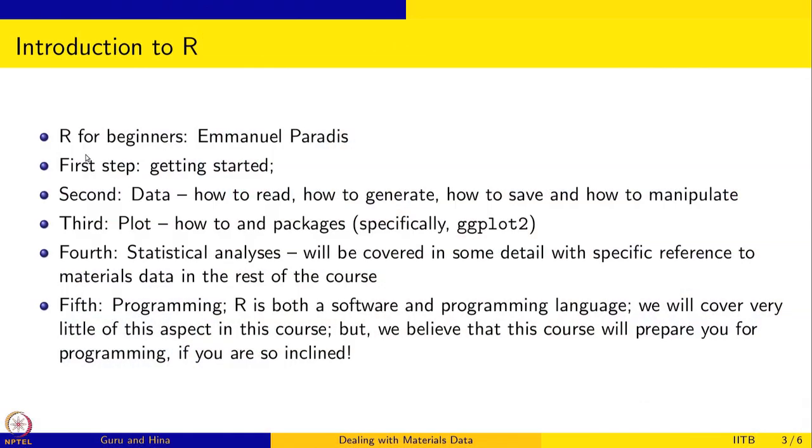So, this is the last session of this module. This is a summary session. If you look at a book like R for Beginners by Emmanuel Paradis, there are about 5 sections in the book. The first one is getting started. The second is called data: how to read data, how to generate data, how to save data and how to manipulate data. Third one is plotting, as well as some packages.